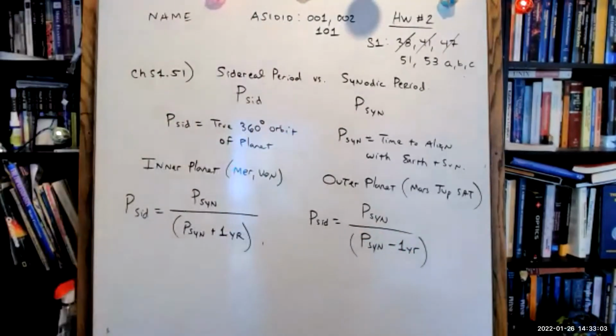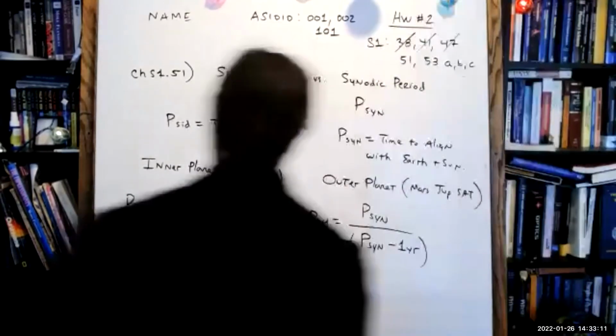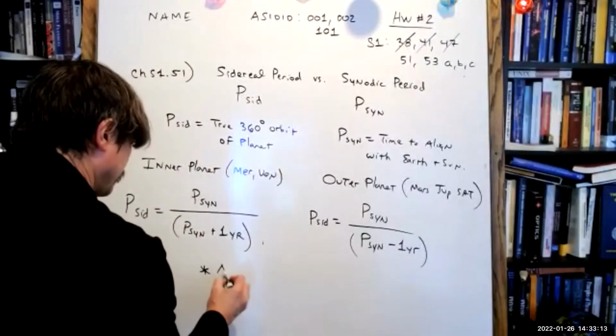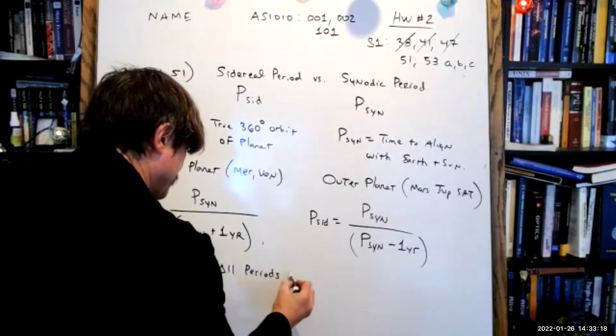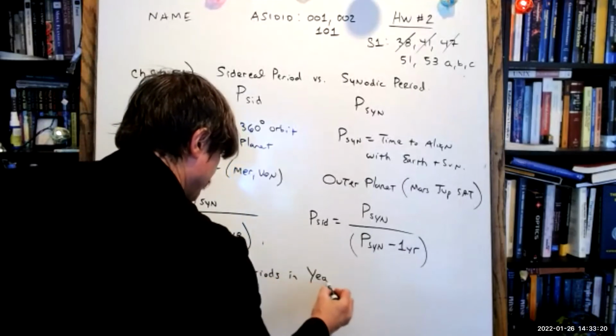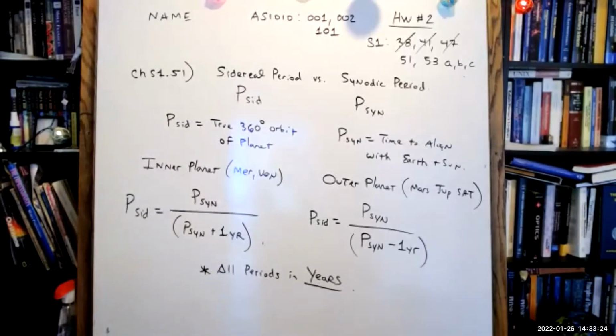We can go over this more carefully next time, but this is one of the things I didn't get to. Honestly, you just have to kind of plug the formula in. The trick is all periods must be measured in years. In other words, everything's got to be converted to years before you use these equations.